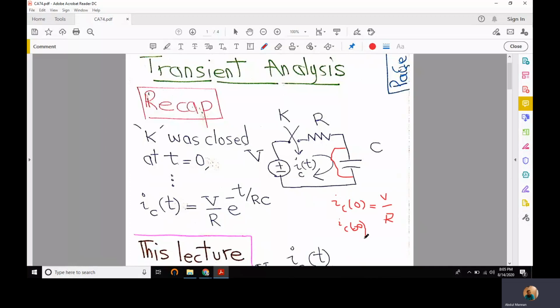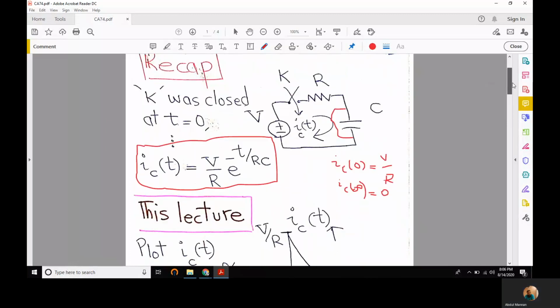This is what we studied in our last lecture, and using a differential equation approach, we solved a first order linear equation and we computed an expression for IC of t for all values of t. So now this is our general expression. We can put any value of t in this equation and we can find IC of t. So we can use any program like MS Excel or MATLAB to plot this expression, right?